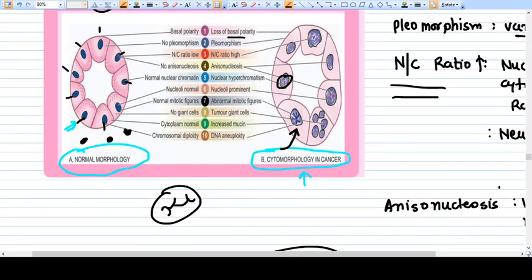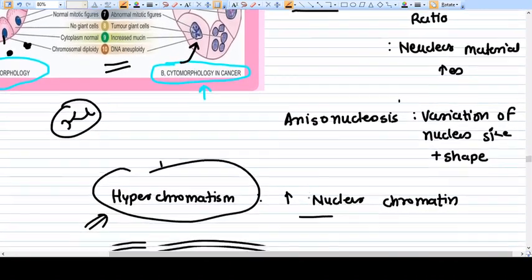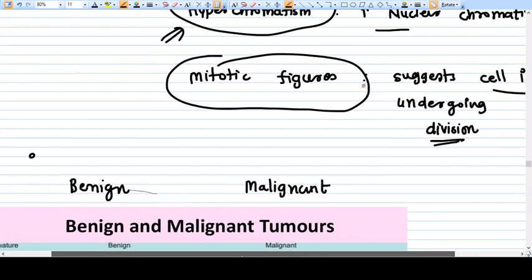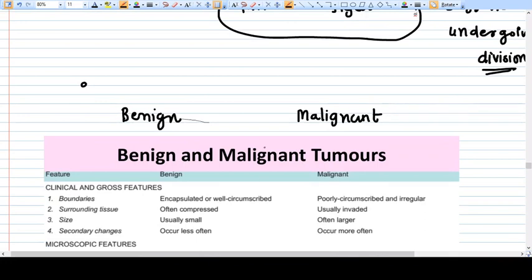There are tumor giant cells seen here. The mucin is increased, and there is DNA aneuploidy. That means the chromosome number is changed. It's not normal. So these are the basic criteria or basic features of carcinoma, a tumor or a neoplasia.